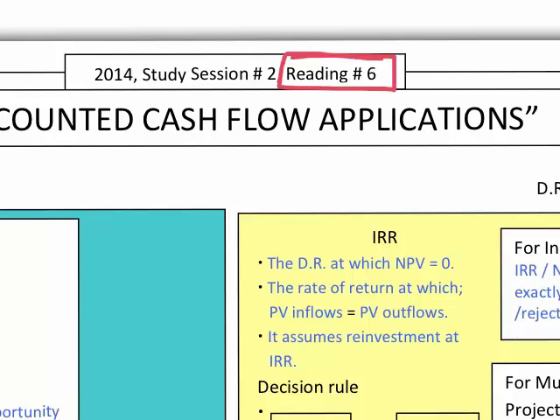Now, approximately what is the number of readings? For level 1, it is this time 64, and you have 240 questions. So approximately every reading will have four questions: 240 divided by 60, 4 questions. So these two readings, reading 5 and 6, will give you the opportunity to answer 7 to 8 multiple choice questions in the exam.